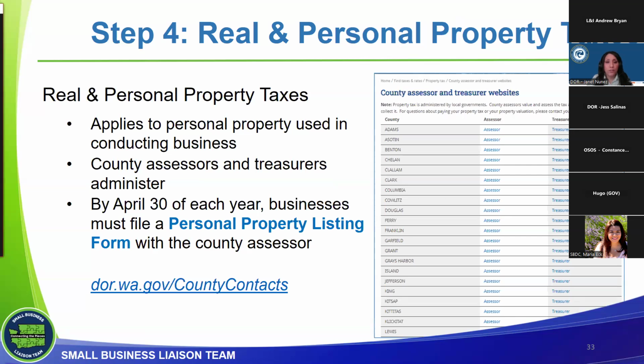Now we will talk about real and personal property taxes. The Department of Revenue oversees the administration of property tax at the state and local levels, but our agency does not collect property tax. Property tax applies to personal property used in conducting business when not exempt by law. The distinguishing characteristic between personal property and real property is mobility. Personal property includes machinery, equipment, furniture, and supplies. It does not include business inventories for resale.